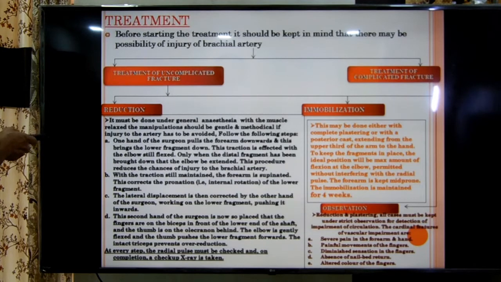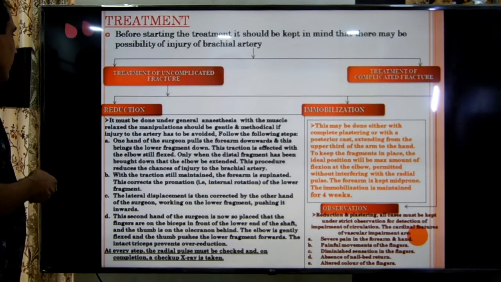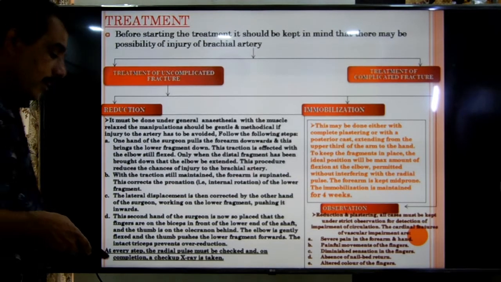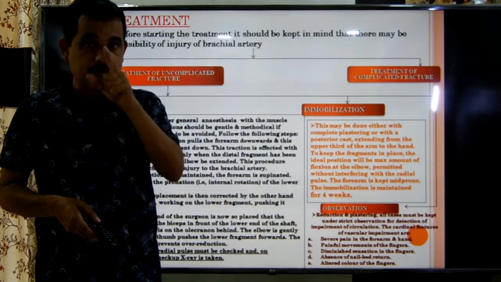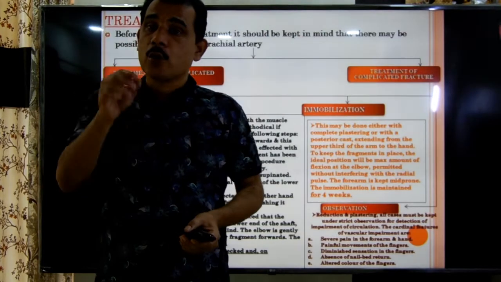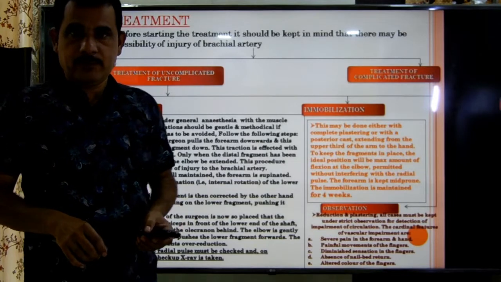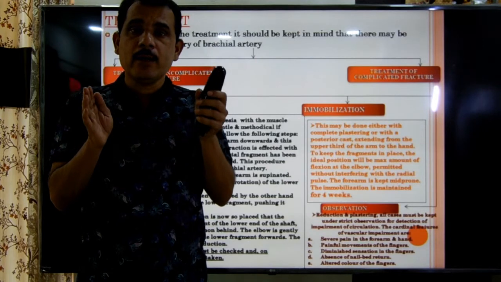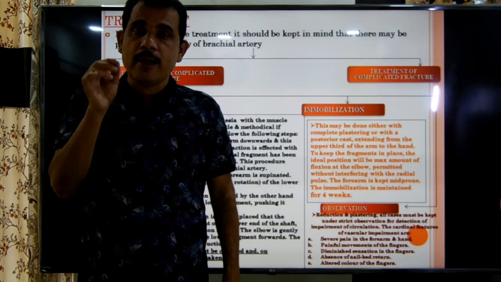So here in a transverse fracture of the extension type, the treatment is, first, the reduction, and second, the immobilization. Reduction of the supracondylar fracture in extension type, which is the transverse one, is carried out by closed manipulation if it is uncomplicated. It should be carried out under general anesthesia.